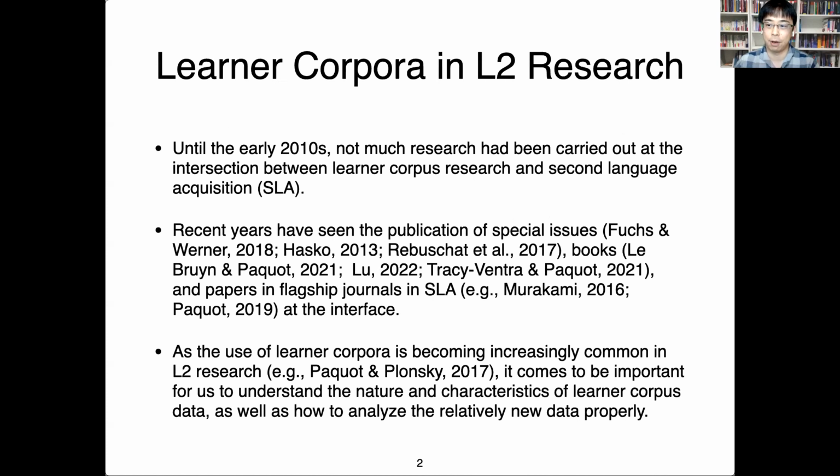So from a broader perspective, until the early 2010s or around it, there has not been much research at the intersection between learner corpora and second language acquisition, or SLA. But more recently, there has been the publication of special issues, books, and papers in flagship journals in SLA at that interface. And as the use of learner corpora is becoming increasingly common in L2 research, it's also becoming increasingly important for us to understand the nature and characteristics of learner corpus data, as well as how to analyze that relatively new data type.